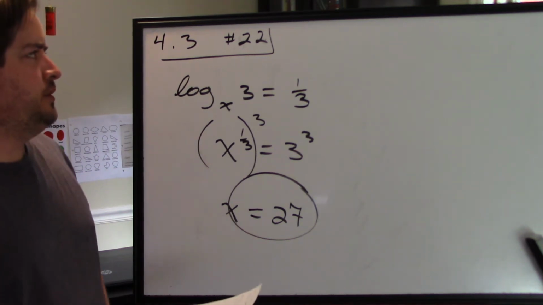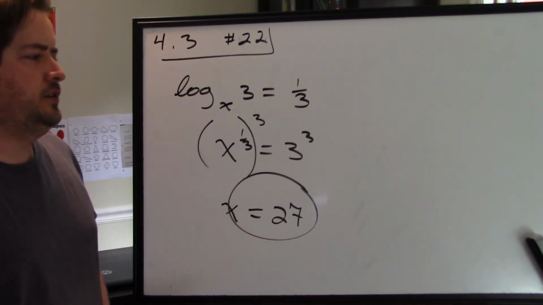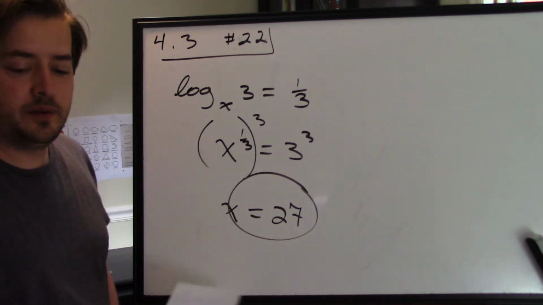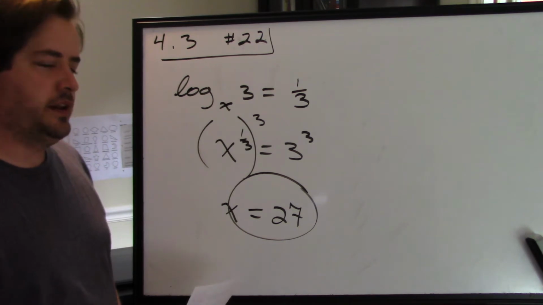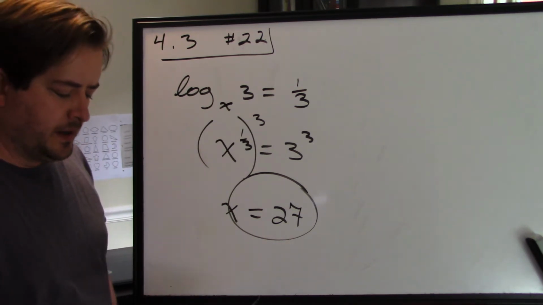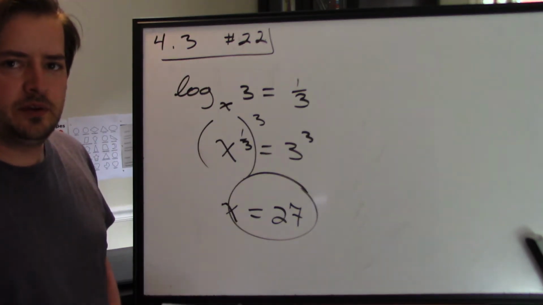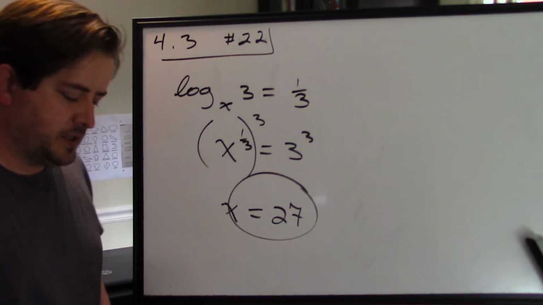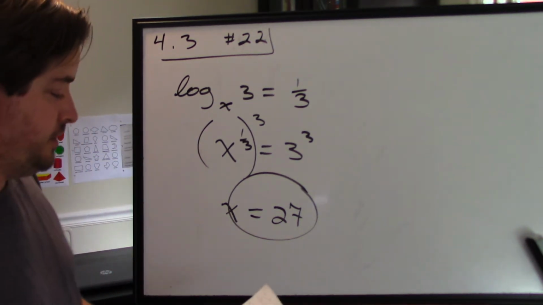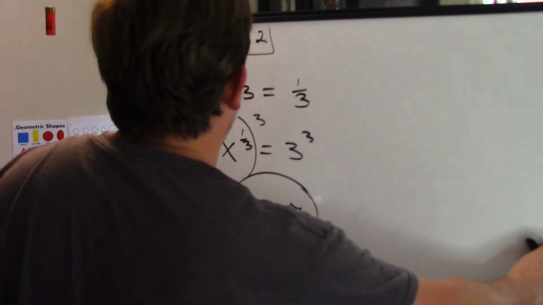So that's 4.3. Hopefully there's nothing too challenging. Again, if you find something you can't figure out, throw it in the discussion boards. We'll talk about it. Somebody will talk about it. I'm still going through those and answering questions that don't get covered, so throw them up there in the discussion boards. But let's move on here. Let's go to 4.4.